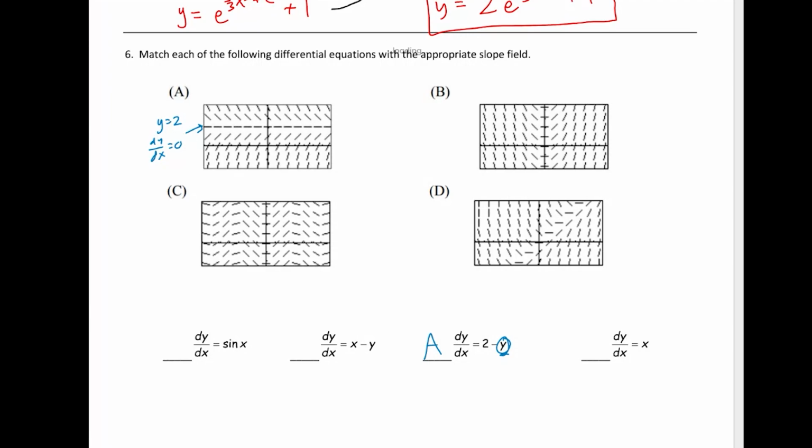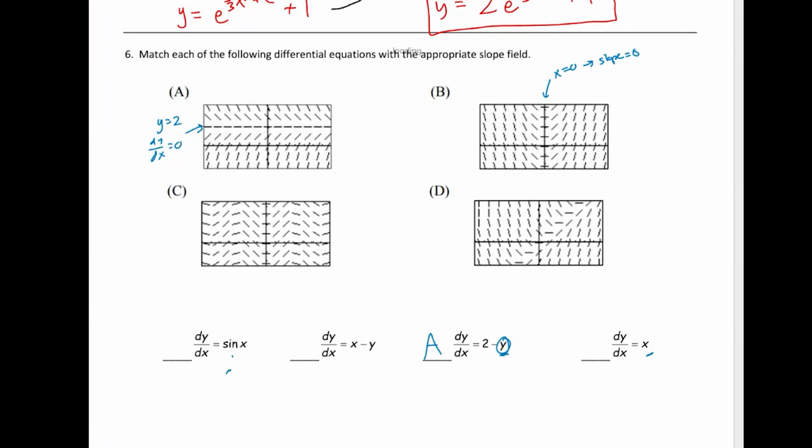That was pretty easy. So let's take a look at B. What's going on with B? Well, in B, when x is 0, the slope is 0. So let's see here. That could be this last one.